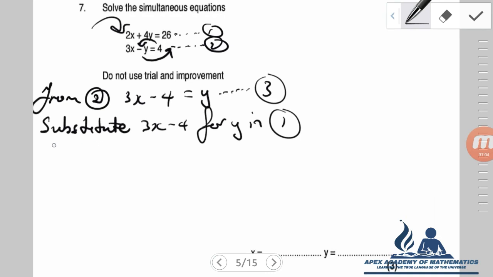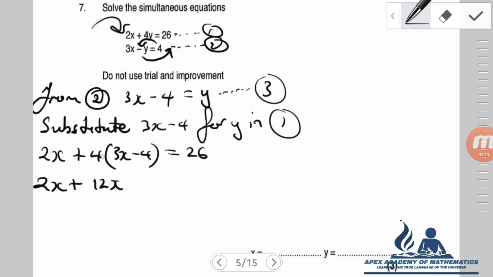Okay, so 2x plus, distribution law here, 4 multiplied by 3x is going to give me 12x. 4 multiplied by -4 is going to give me -16, and that's equal to, of course, 26. Okay, so two like terms here. I can have 14x here, and I can add 16 to both sides.